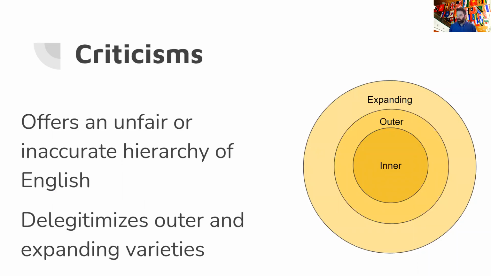So some of the criticisms of this model is that it may present an unfair or inaccurate hierarchy of English. So the idea that English isn't English unless it originates from the inner circle. The inner circle dictates what is good English, what is grammatical, what is ungrammatical, and that the other circles are just absorbing or taking this from the inner circle, and that they don't have any control. They're a receptive kind of users of English.